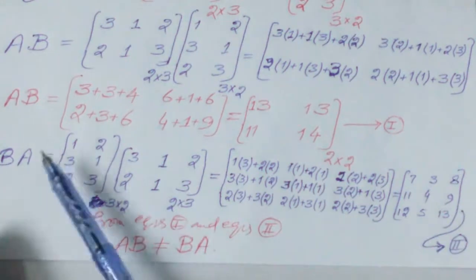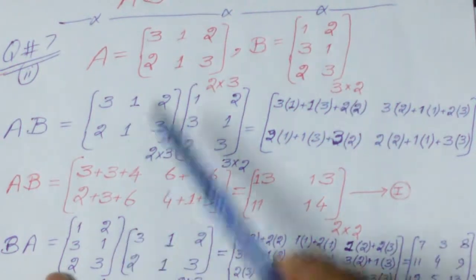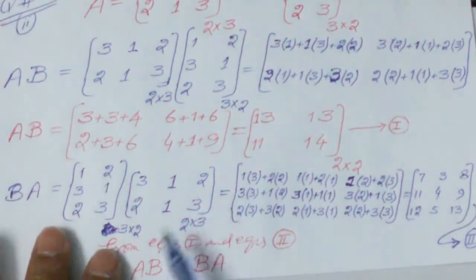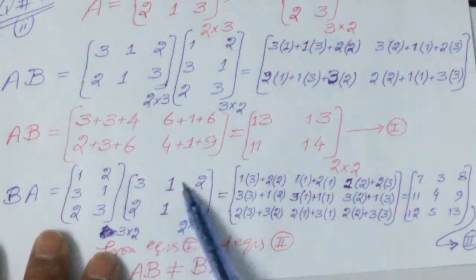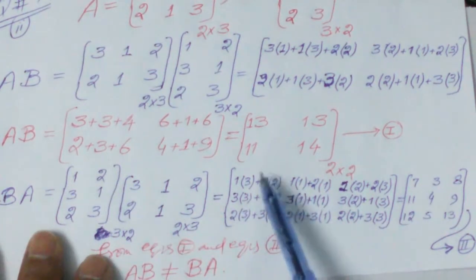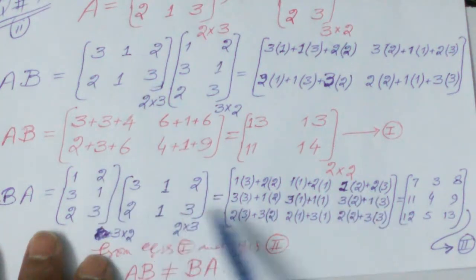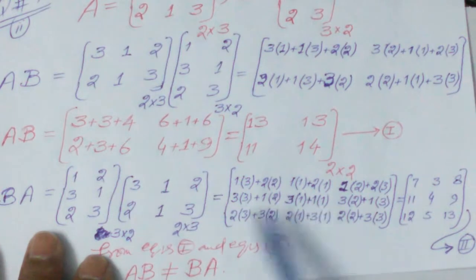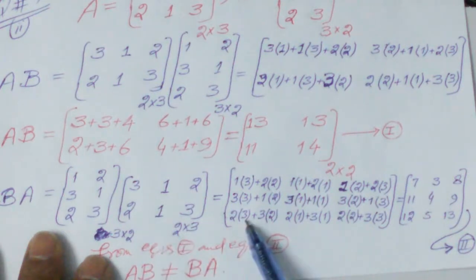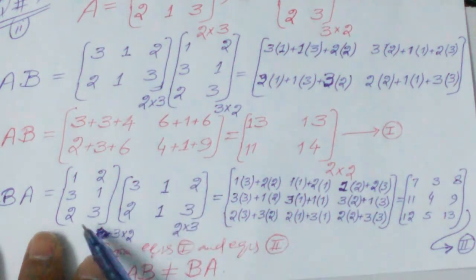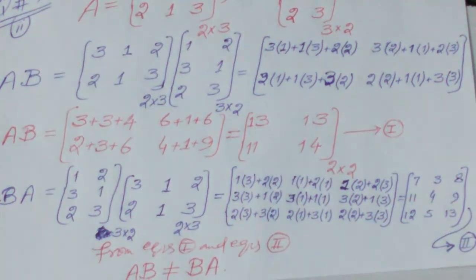Now calculate BA. B is this matrix and A is this matrix. Now the condition for multiplication holds, that is, the columns of the first are equal to the rows of the second. Multiply the first row with the first column, first row with second column, first row with third column, second row with first column, second row with second column, second row with third column, third row with first column, third row with second column, third row with third column, and substitute the elements in the corresponding rows and columns.